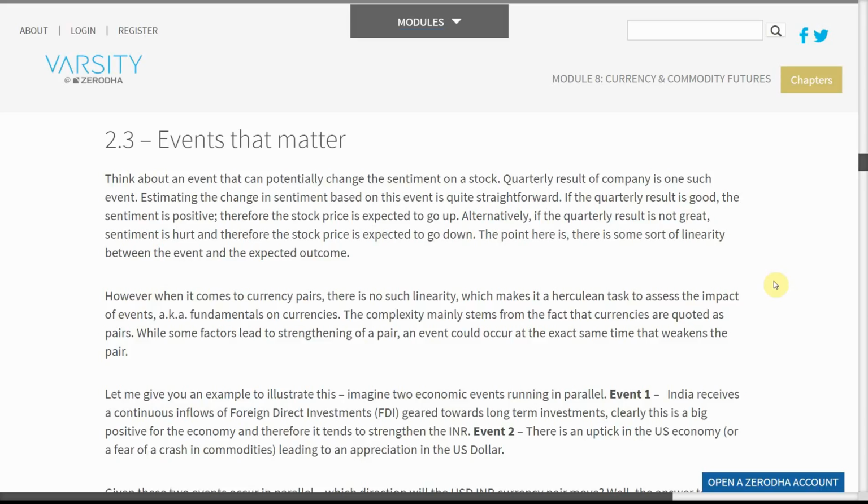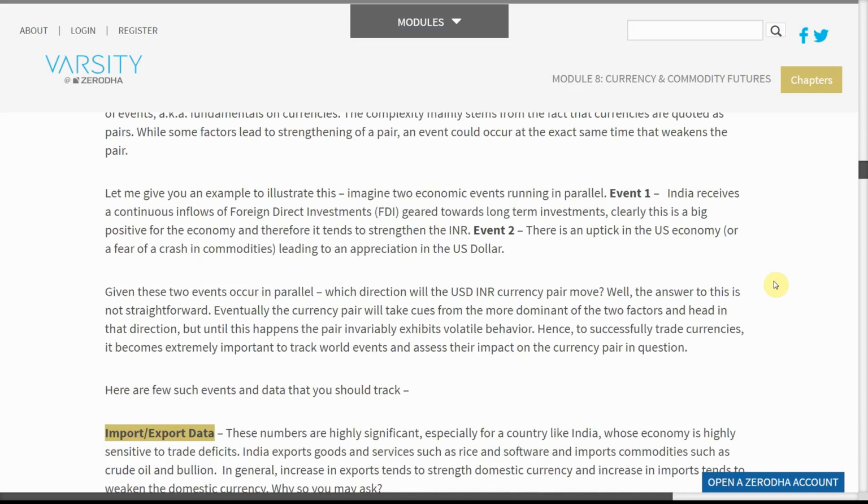Imagine two economic events running in parallel. Event 1: India receives continuous inflows of foreign direct investments, FDI, geared towards long-term investments. Clearly, this is a big positive for the economy and therefore it tends to strengthen the INR. Event 2: There is an uptick in the U.S. economy, or a fear of a crash in commodities, leading to an appreciation in the U.S. dollar. Given these two events occur in parallel, which direction will the USD-INR currency pair move?